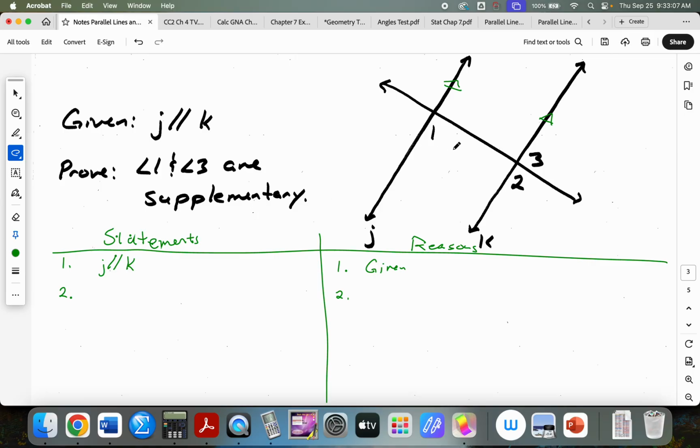1 and 2 are supplementary? I don't think so. 2 and 3 are supplementary. Now, we'll talk about 1 and 2 in just a second, but I like to start with something that is as close as possible to where I want to finish. It's a little like playing golf. You'd like your approach shot to be as close to the hole as possible.